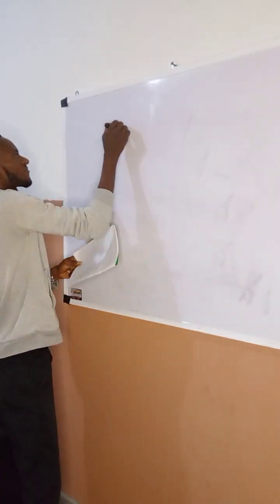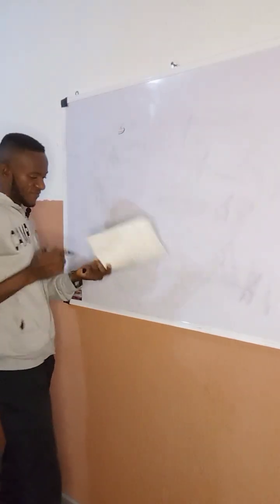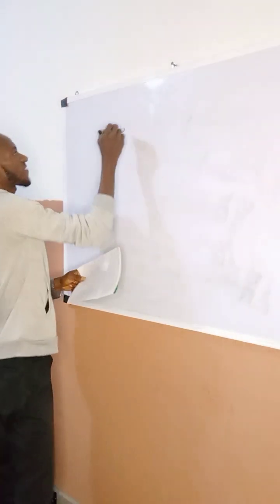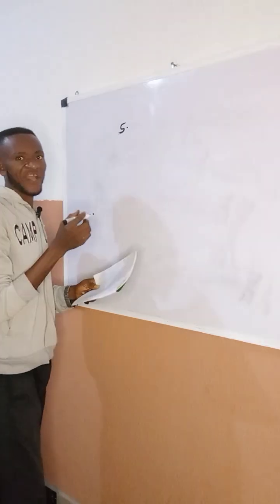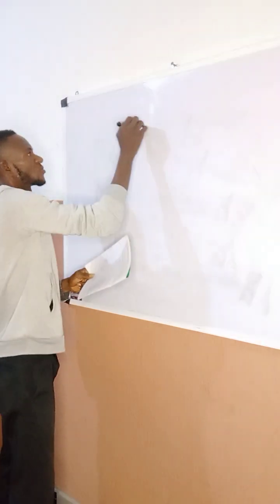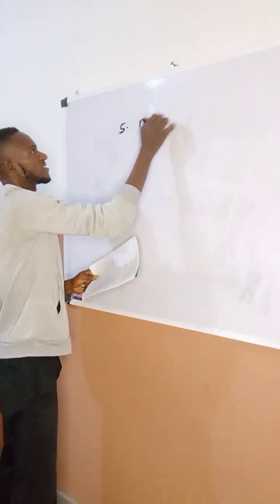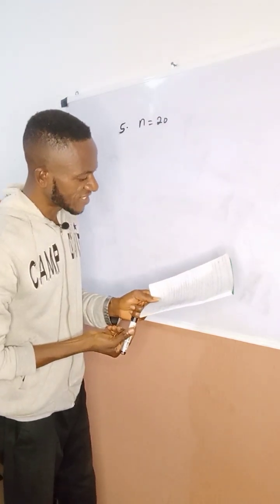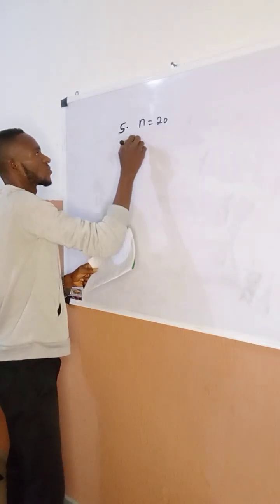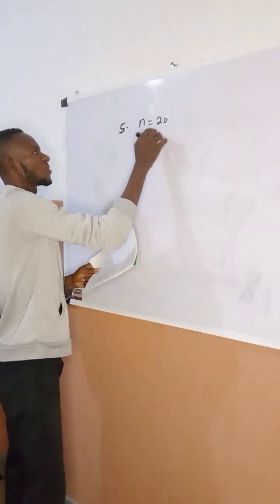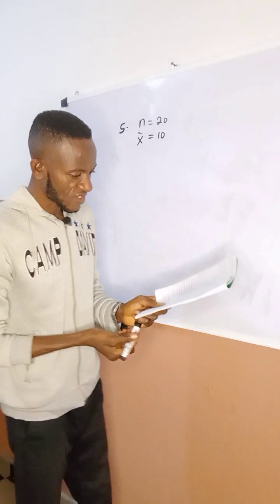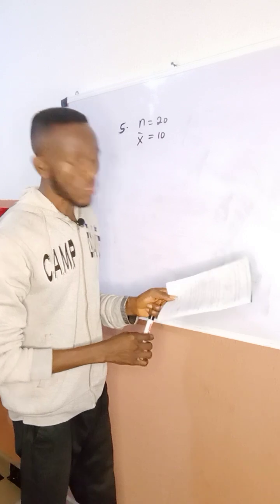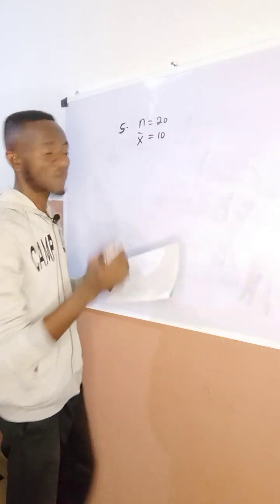So that's number 5. The arithmetic mean of 20 values is 10. So my n equals 20, and they are saying that the x bar of these 20 values is 10. They ask a question: then find the sum of the 20 values.